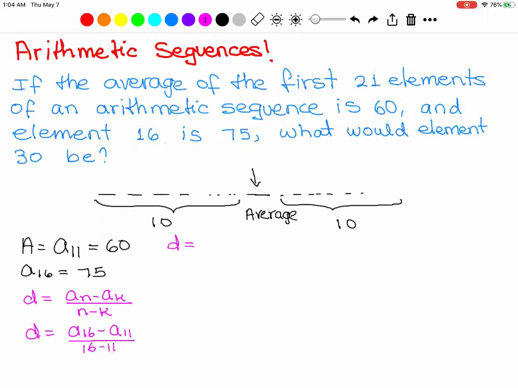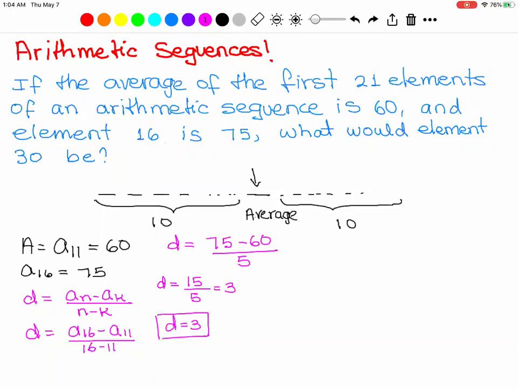So D is equal to, what is A of 16? 75. A of 11 is 60, divided by 16 minus 11, which is 5. So D is basically 15 divided by 5, in this case 3. So we found out what the distance from one term to another is. In this case it is 3.